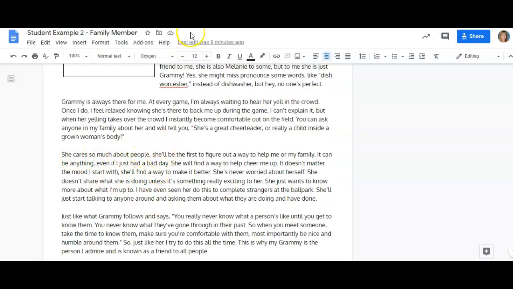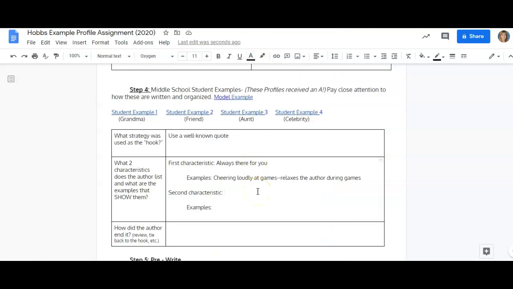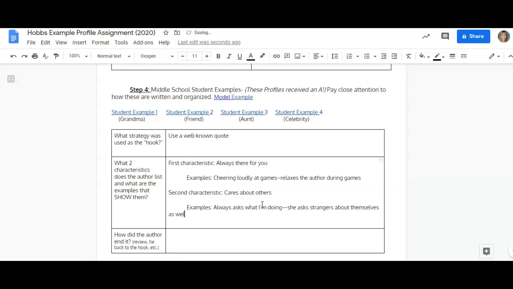You might notice that a lot of these authors, for each paragraph, start the paragraph using the word for the characteristic in that first sentence. And that's a suggestion that I would have for you. So the examples are: cares about others, always asks what I'm doing, and she asks strangers about themselves as well.